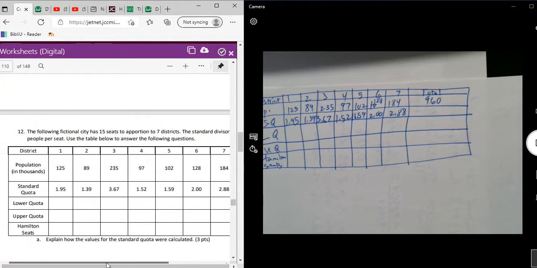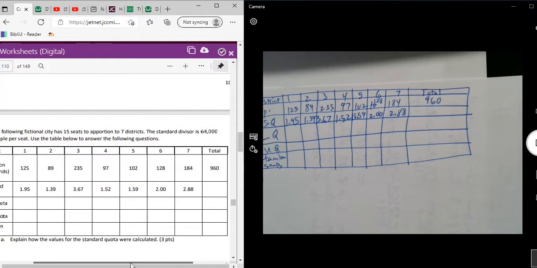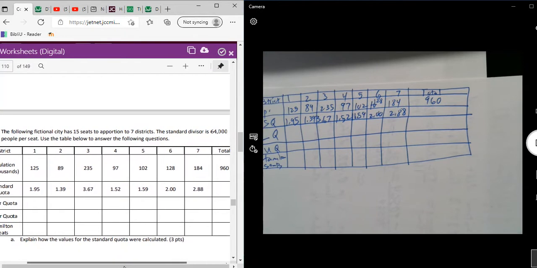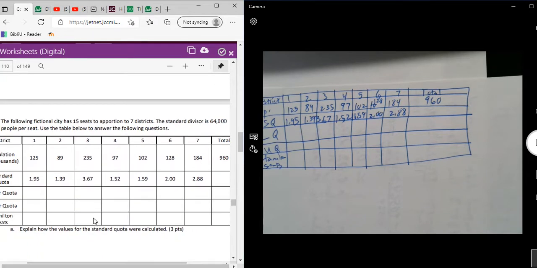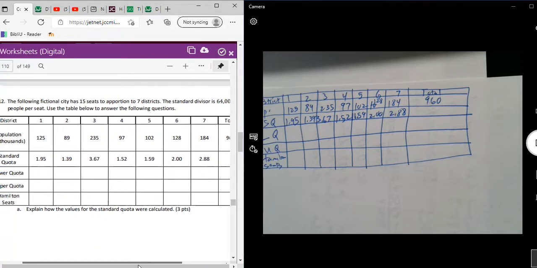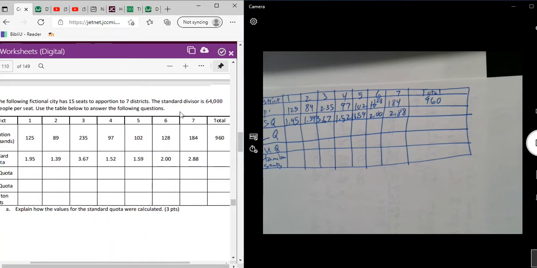Okay, so it says the following fictional city has 15 seats to apportion to 7 districts. The standard divisor is 64,000 people per seat. Use the table below to answer the following questions. In order to get the standard quota, which is provided to us, we take the population of these districts and divide it by the standard divisor. So this is really 125,000 divided by 64,000. That's what gave us 1.95, and so on.